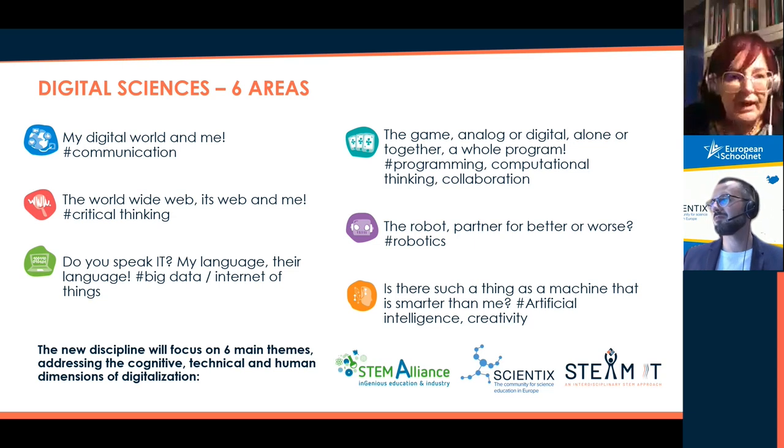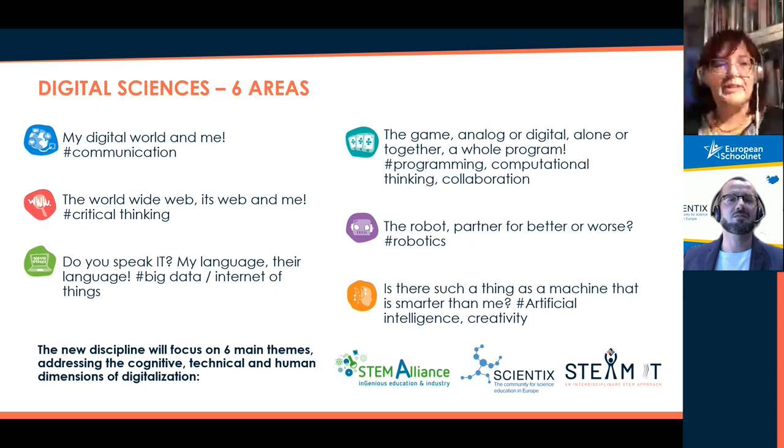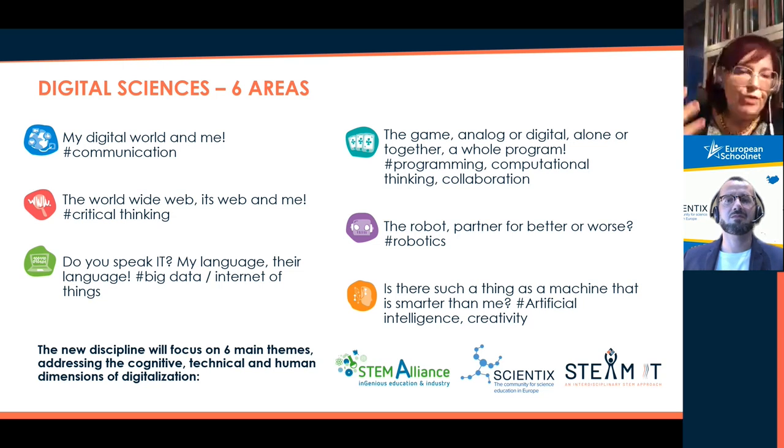The second area is going a little bit wider. The World Wide Web, it's web and me. So when I'm on the web, what is going on in it? What is the front, but also the back end of it? Here you see the hashtag critical thinking.